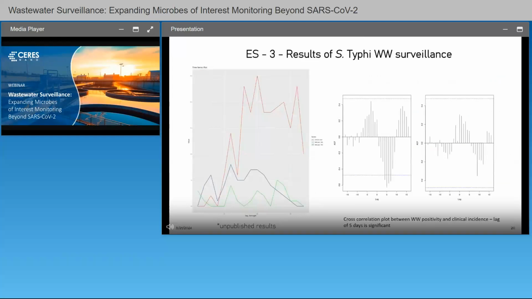Now, coming to the results of the Salmonella Typhi wastewater surveillance, the plot on the left is a time series plot over 6 months. The red depicts the case data, the blue is the Nanotrap A data, and the green is the MooSwab data. You can see that when the case data spikes, there is a corresponding spike in the MooSwab and Nanotrap A detection of Salmonella Typhi. And if you look at the autocorrelation plot, we found that a lag of 5 days between wastewater positivity and clinical incidence is significant.